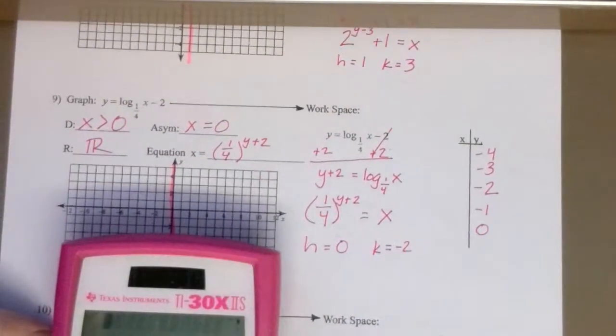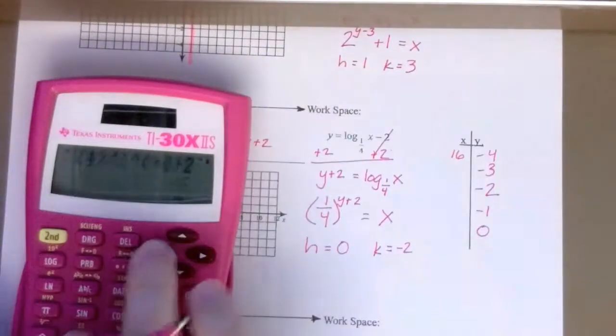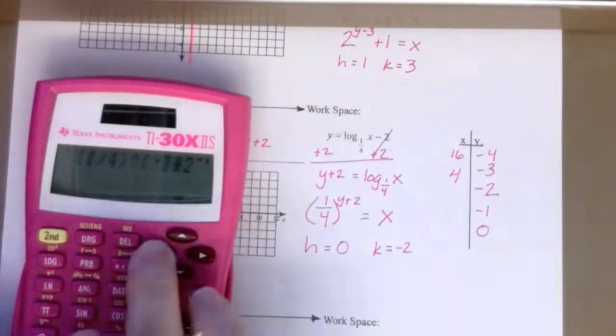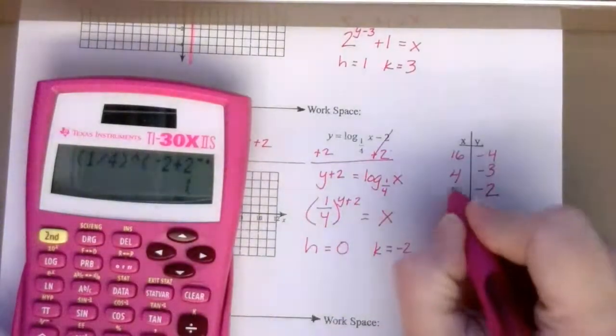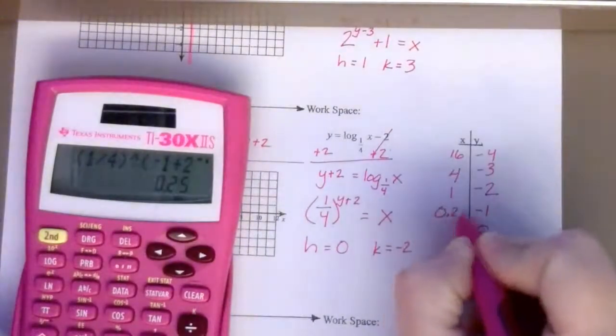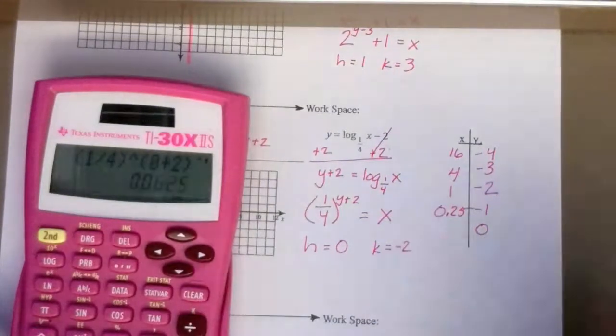So 1/4 in parentheses in your calculator also, because otherwise it won't calculate correctly, to the -4 plus 2, also in parentheses, and I get 16. Now I change the -4 to a -3, to a -2, to a -1, and then finally to a 0.